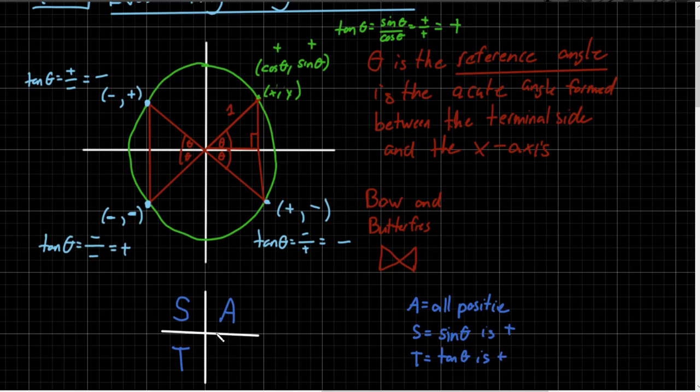Okay, what about quadrant 4? Yes, cosine. So here, C equals cosine of theta is positive. And I always go in a C direction. So you can remember this by all students take calculus. Yep. So you need to remember which one is positive.